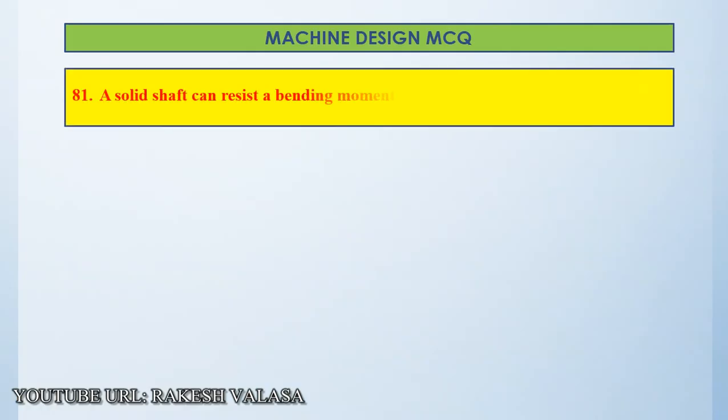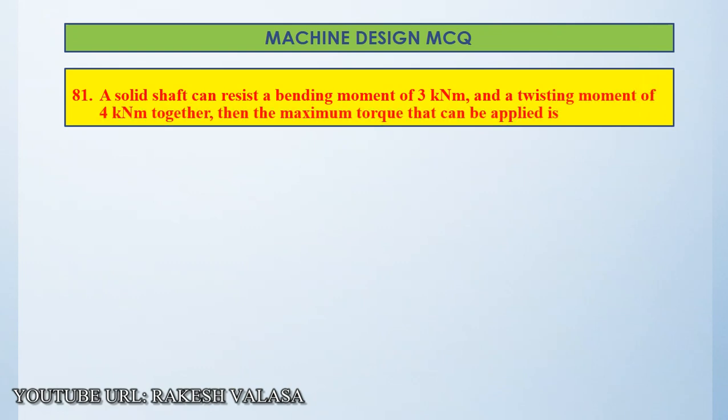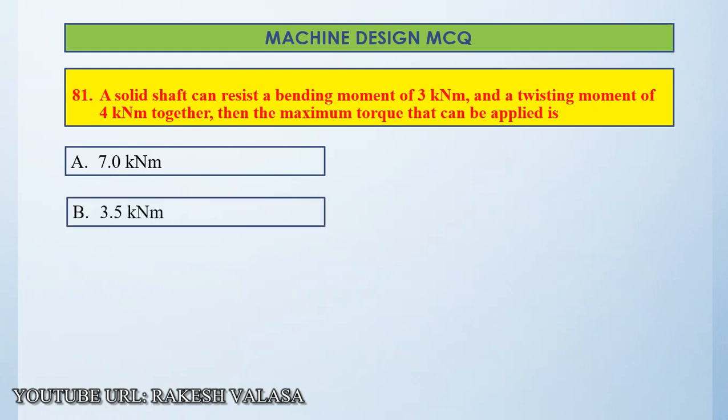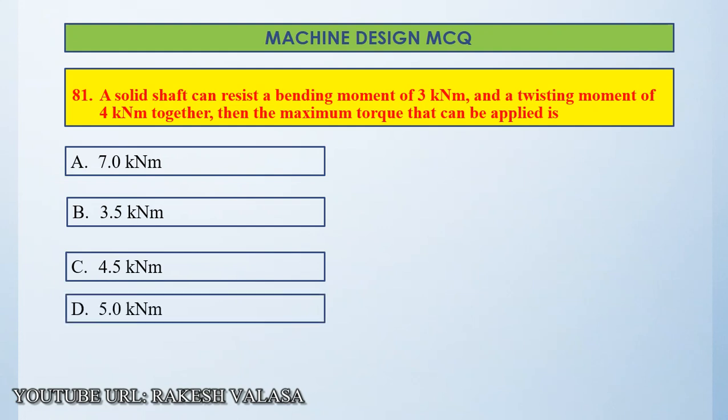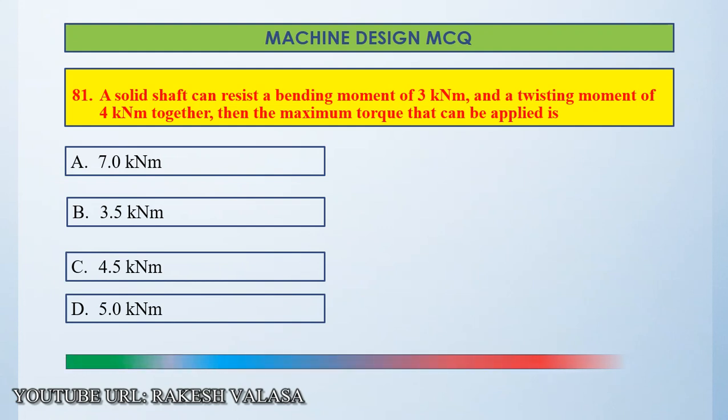Question number 81. A solid shaft can resist a bending moment of 3 kN meter and a twisting moment of 4 kN meter together. Then the maximum torque that can be applied is option A 7 kN meter, option B 3.5 kN meter, option C 4.5 kN meter, option D 5 kN meter. The correct answer is option D, 5 kN meter. Let us see the explanation.